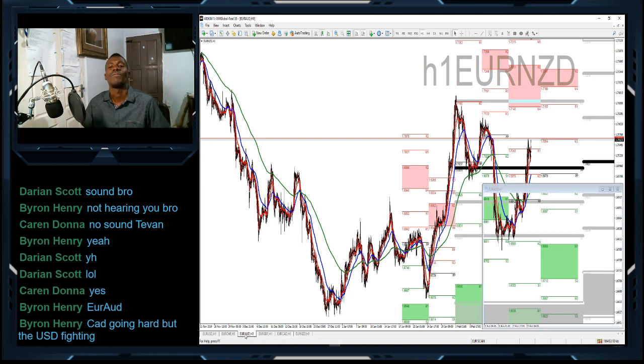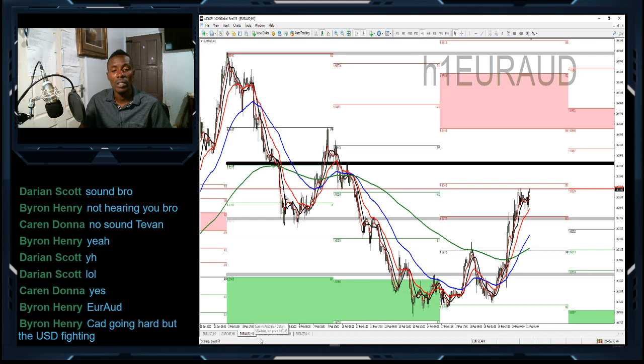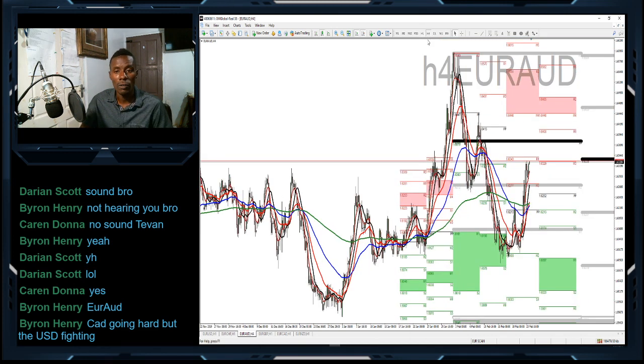EURAUD, H1. Basically, this is saying the Aussie is extremely weak. It finds support. And where was support? It finds support at weekly M2.